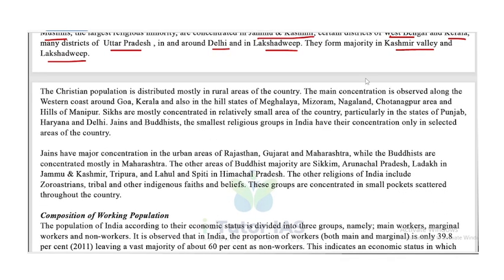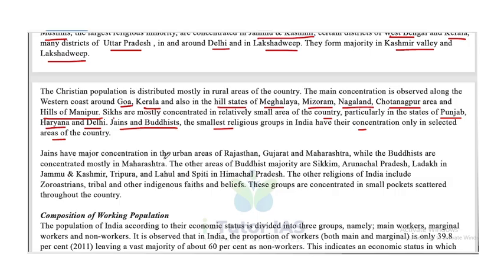Now, the Christian population is distributed mostly in rural areas of the country. The main concentration is observed along the western coast around Goa and Kerala, and also in the hill states of Meghalaya, Mizoram, Nagaland, the Chota Nagpur area, and the hills of Manipur. Sikhs are mostly concentrated in relatively small areas of the country, particularly in the states of Punjab, Haryana, and Delhi. Jains and Buddhists, the smallest religious groups in India, have their concentration only in selected areas of the country.